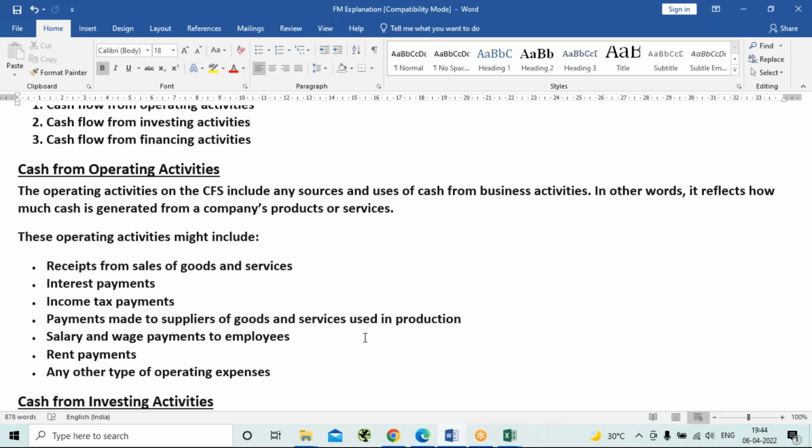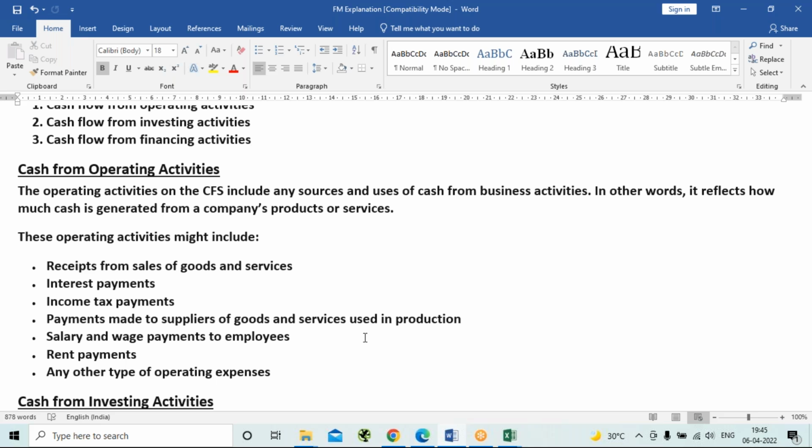Okay. The next thing is interest payments, that is, if you are paying any interest amount; income tax payments, that is the taxes; payments made to suppliers of goods and services, that is purchase payments; salary and wages payments to the employees; rent payment; or any kind of expenses which occur in the operations. So all this information we are supposed to put under operating activities.